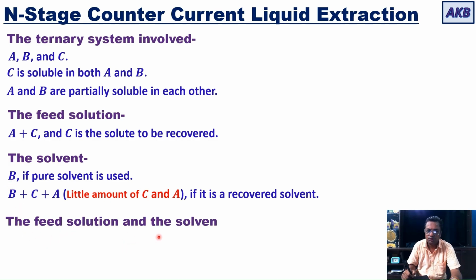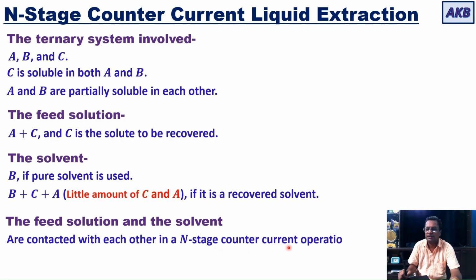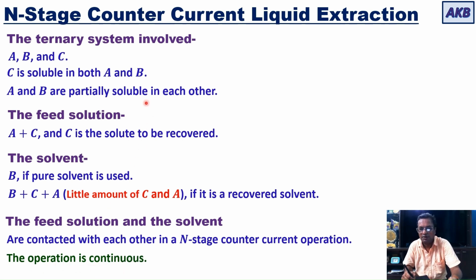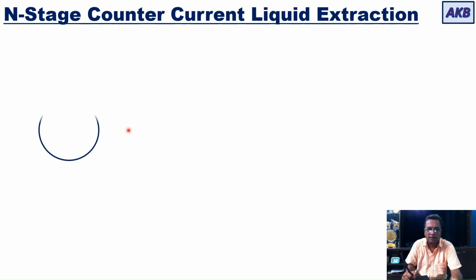And the feed solution and the solvent are contacted with each other in n stage counter current operation. The operation will be a continuous operation. The operation has to be a continuous operation. Now let me show the schematic diagram for this operation.